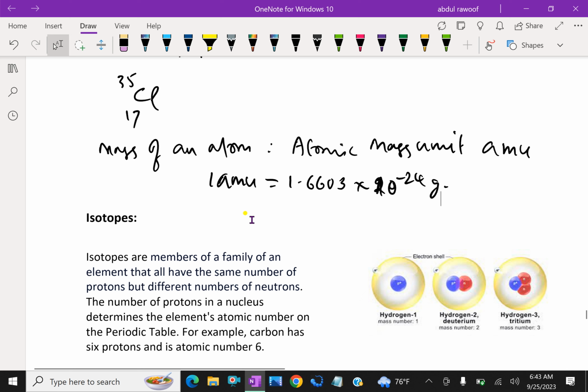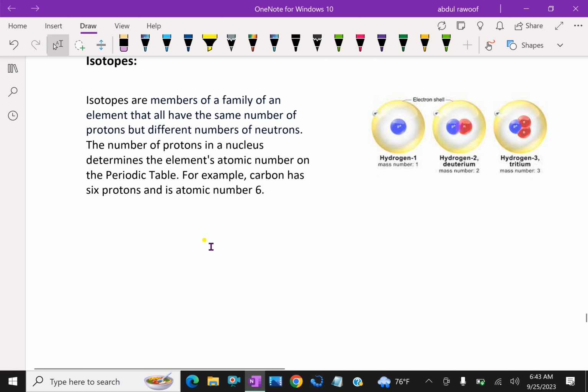Hydrogen has 1 mass unit and carbon has 12 mass units. 1 mass unit is equivalent to 1.6603 × 10^-24 gram. Next, isotopes. Isotopes are members of a family of an element that all have the same number of protons but a different number of neutrons.